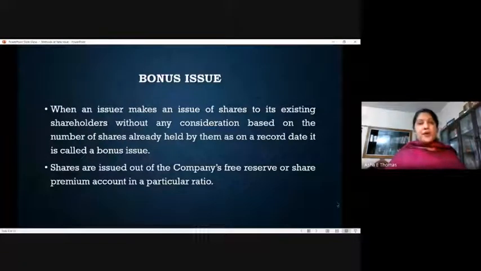Either it can be from the share premium account, or maybe a free reserve that is created by the company for the issue of bonus shares. So it depends. Generally, that is out of the reserve created with this designated purpose. So that's what happens when a company is having a planned growth strategy.